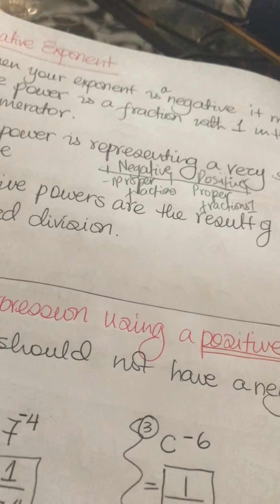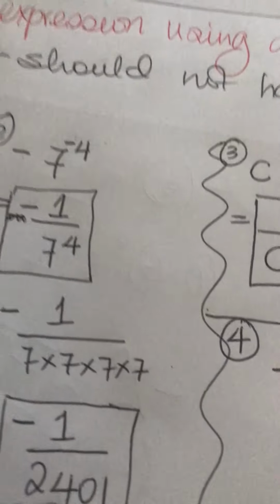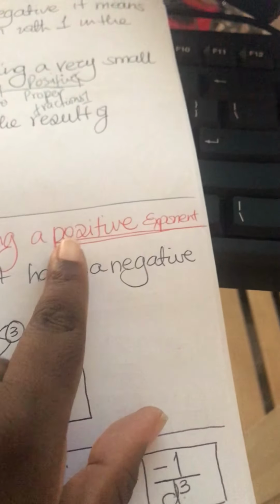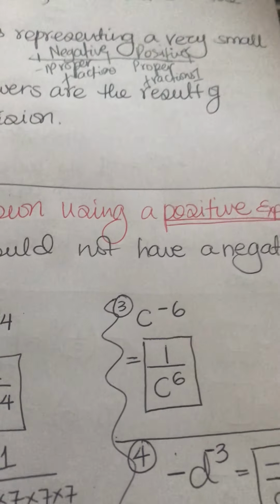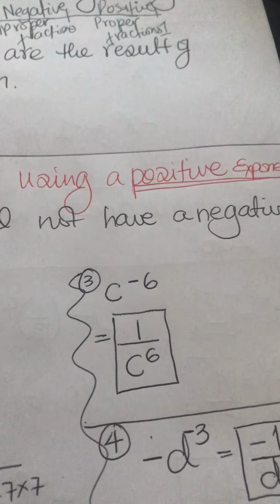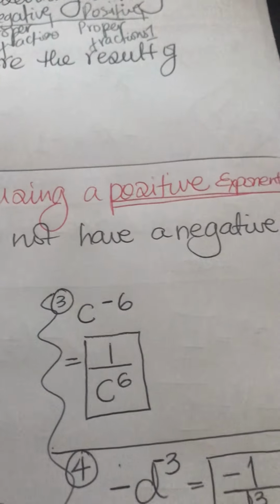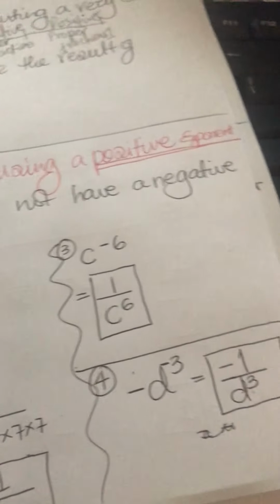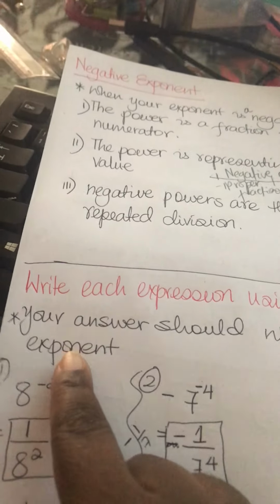All right. Now, this one says write each expression using a positive exponent. That means they will give you a negative exponent, and now you need to write it as a power with a positive exponent. Or it means your answer should not have a negative exponent.